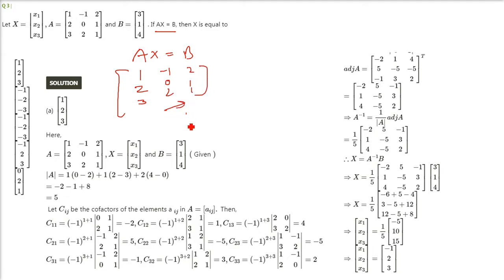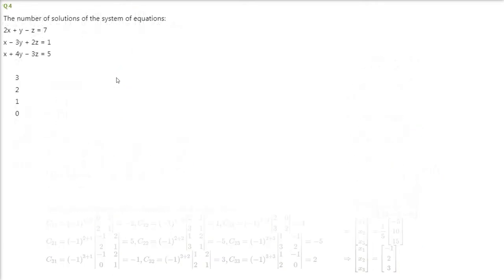So determinant of this, I hope you will be able to do it, that is going to be 5 in this case. Then we'll find out the adjoint of A. Cofactor matrix, transpose of that divided by the determinant, you will get the A inverse. Multiply by B, you will get proper value, which is also given in the answers. So the answer is -1, 2 and 3. I think it's C. Just recheck it. Option C is the correct answer.